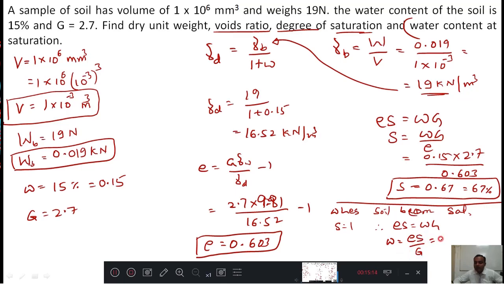Then the answer: e is 0.603, S is 1, divided by G, which is 2.7. Then the answer is 0.603 divided by 2.7, which is 0.22, means 22%. Now see here, when it is 15%, it was not fully saturated. When you increase the water to 22%, then it becomes saturated. Good question. Next question.